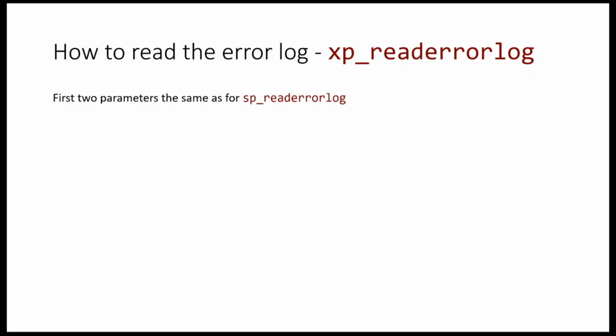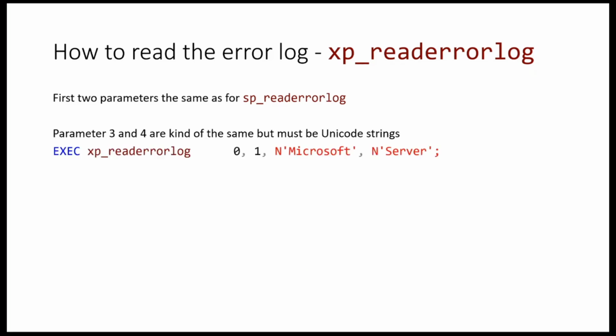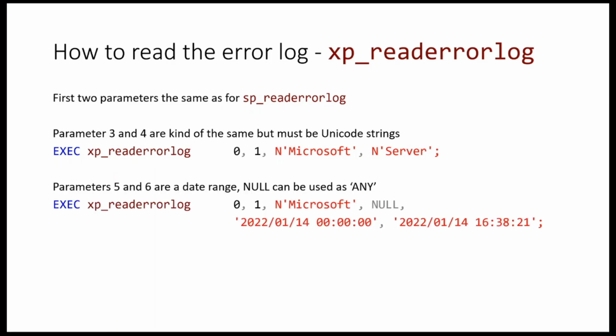The first two parameters are exactly the same, so they specify which file for which error log. Number 3 and 4 are kind of the same, but they need to be Unicode strings. Otherwise, you get a nasty error message that the parameter doesn't match. So don't forget the Ns in front of your literals to make them Unicode. And then they have number 5 and 6 that specify the date range you want to have information of.